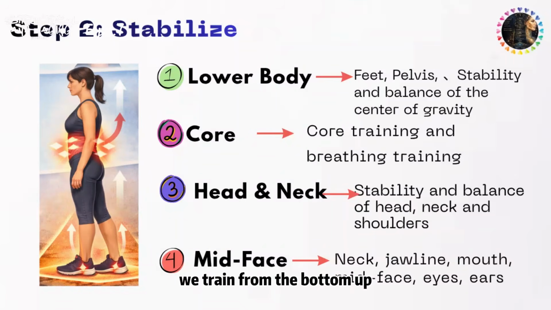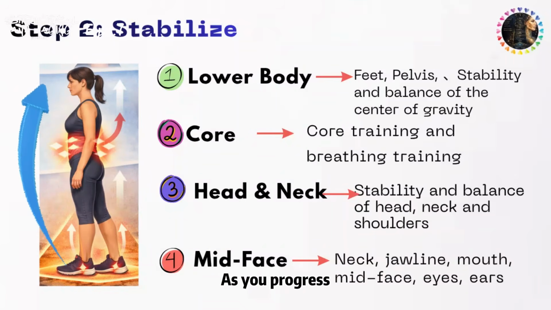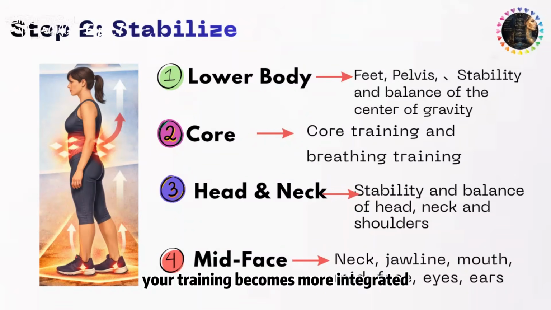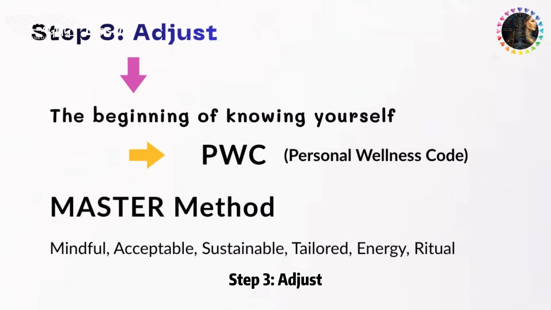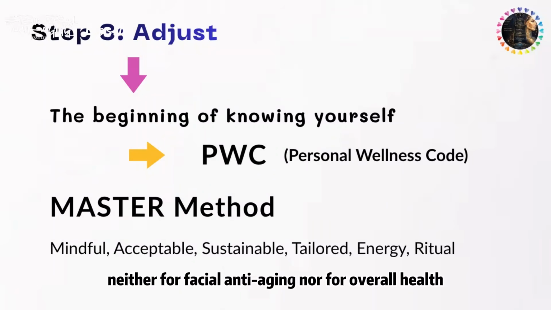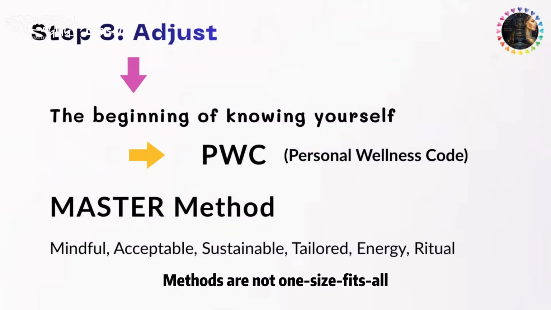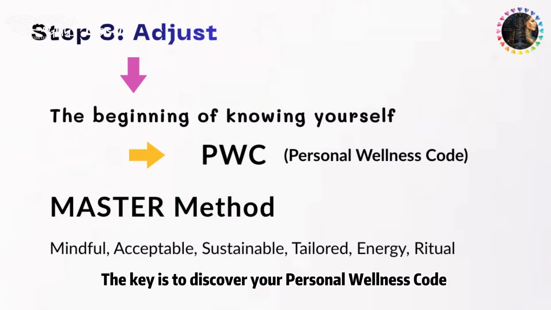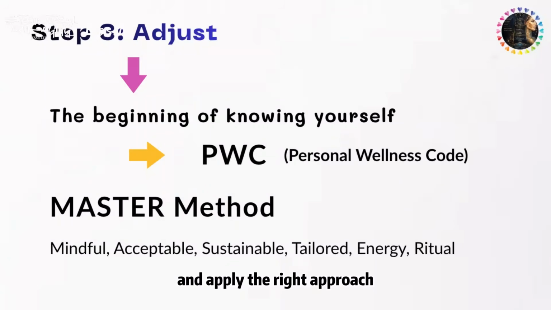In the beginning, we train from the bottom up. As you progress, your training becomes more integrated. Step 3. Adjust. Based on your type, choose the methods that are right for you and integrate them into your own system. There is no universal solution, neither for facial anti-aging nor for overall health. Methods are not one size fits all, because each of us is different physically, mentally, and even energetically. The key is to discover your personal wellness code and apply the right approach, rather than blindly following trends.